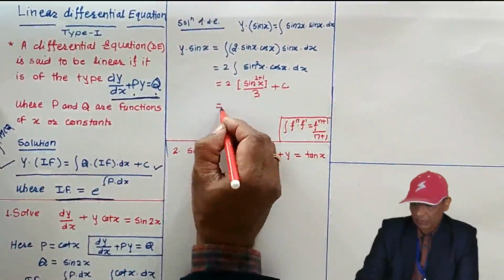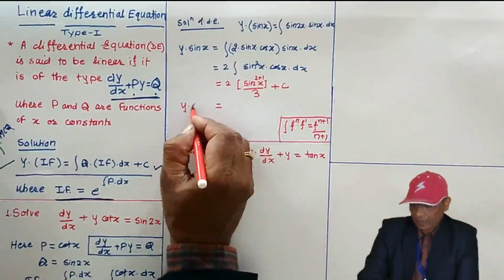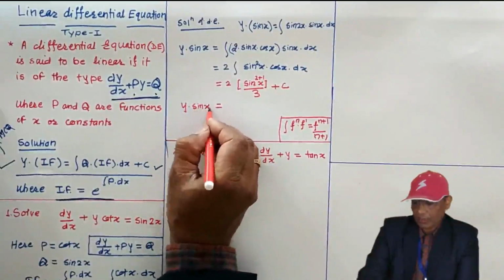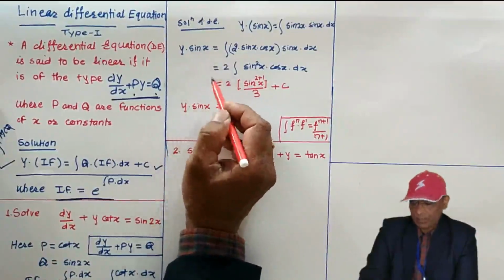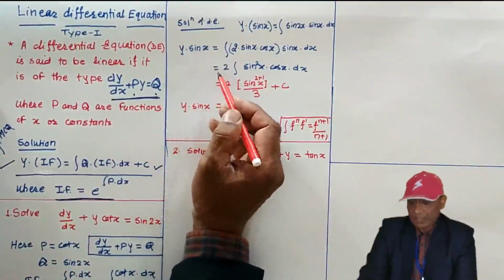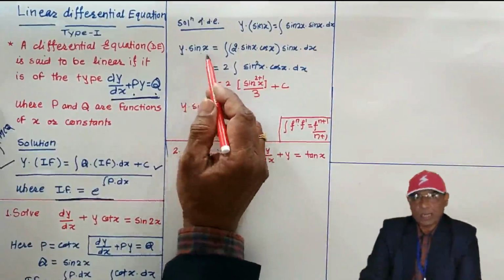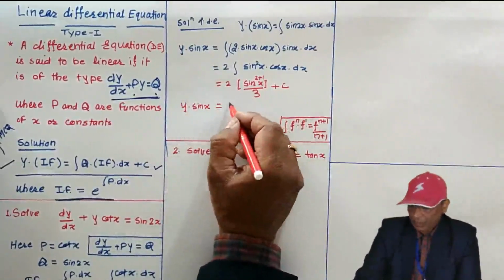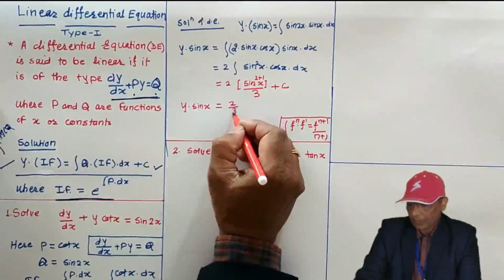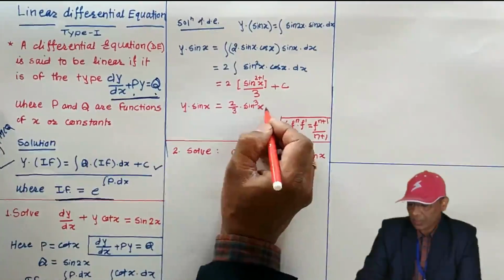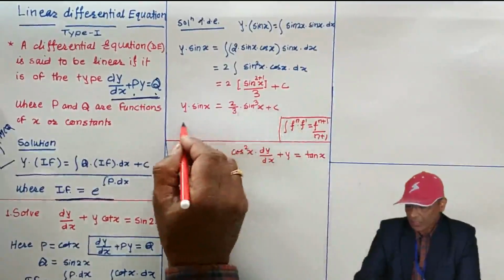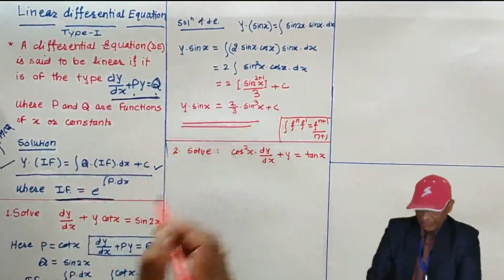Now this is equal to y sin x. I have not carried this y sin x in each and every step, because if there is an equal to sign, it is understood that this y sin x is carried forward. Now 2 by 3 sin power 3 x plus c. This is the solution to the given differential equation.